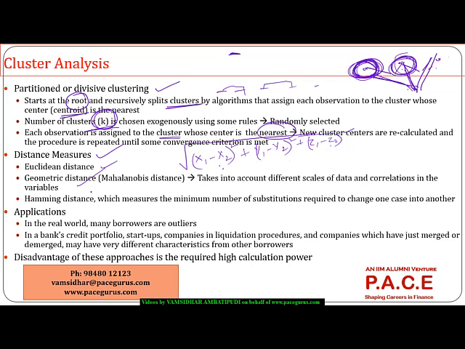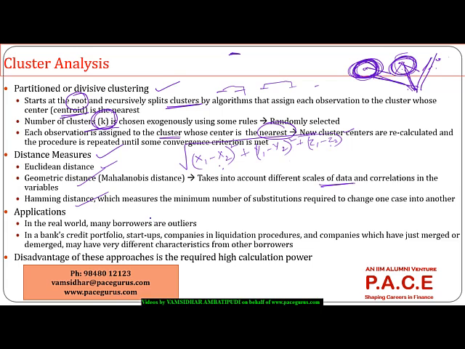Otherwise, I can also use a Mahalanobis distance, where we consider the different scales of the data, and correlations between the variables are also considered while computing the distances. Similarly, we could also have a Hamming distance, different kinds of distance measures, right? Because that is the distance measure that is really distinguishing to which group a particular borrower needs to be classified into.